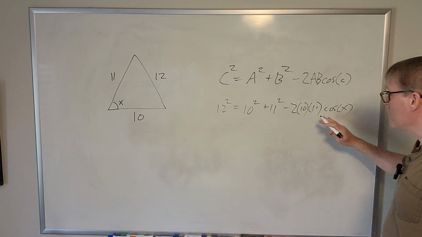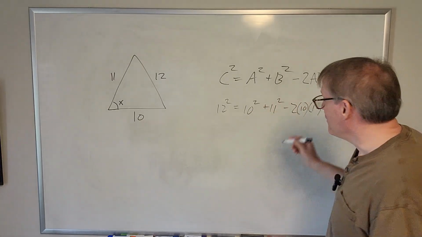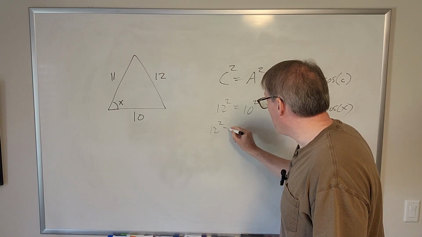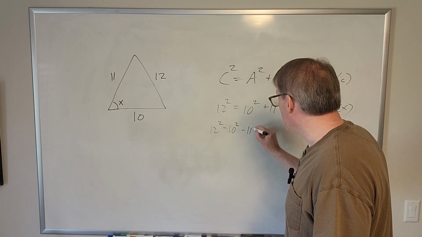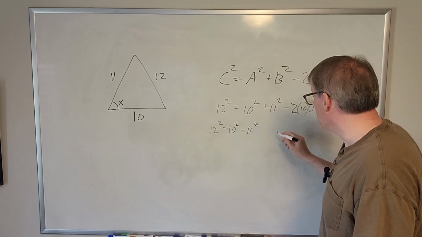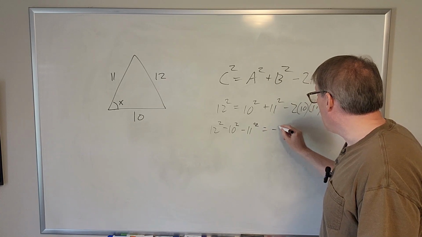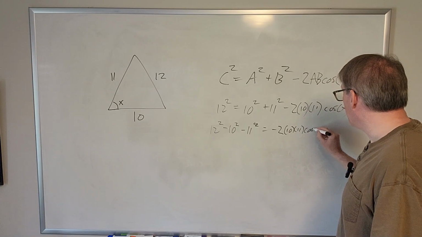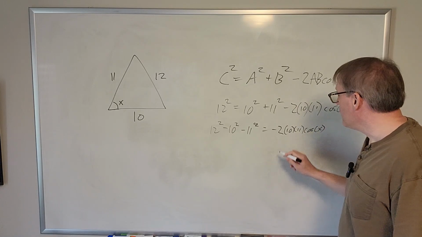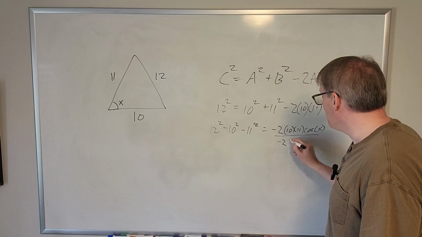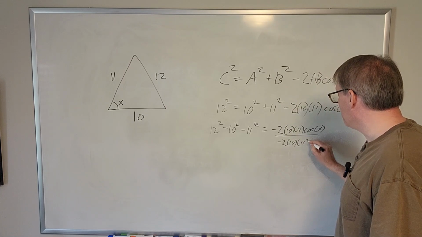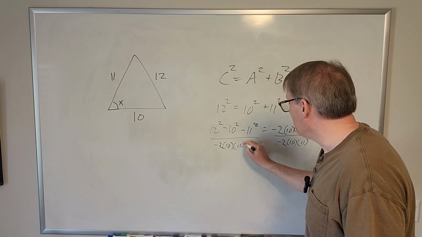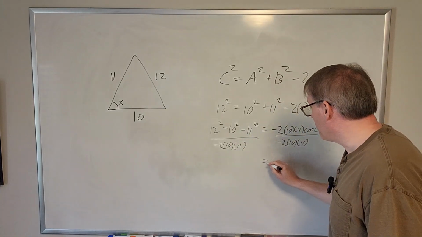Right? So now you just want to isolate x. So you'd subtract these two things. You have 12 squared minus 10 squared minus 11 squared, subtracting from both sides of the equation, equals minus 2 times 10 times 11 times cosine of x. So now divide both sides by negative 2 times 10 times 11, and you're left with just the cosine of x.